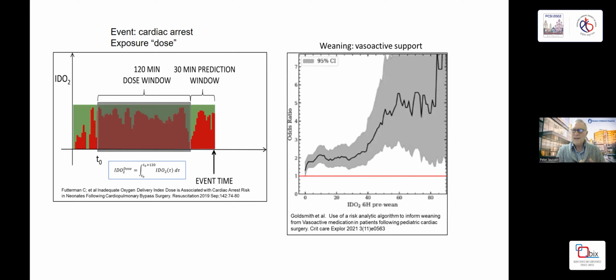One of the problems we get into is actually coming off of that support over time. And we tend to stay on the vasoactive support longer than we need to. So we're using this type of inadequate oxygen delivery index as a means to help us wean from these drugs. And as we wean, if the IDO2 stays low, then we continue to wean. It allows us to get off of these drugs quicker and then accelerate the care of patients.